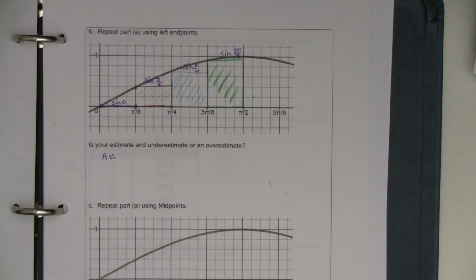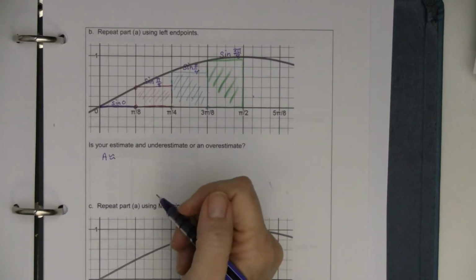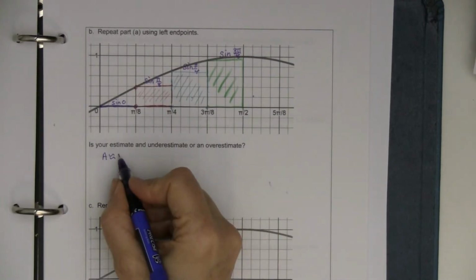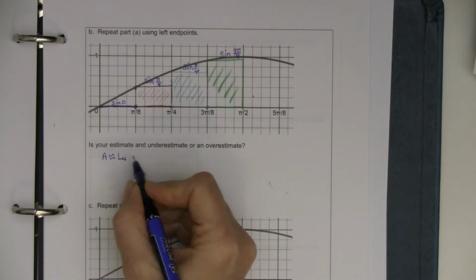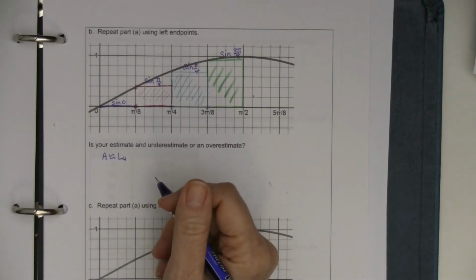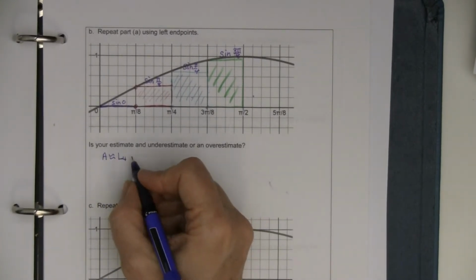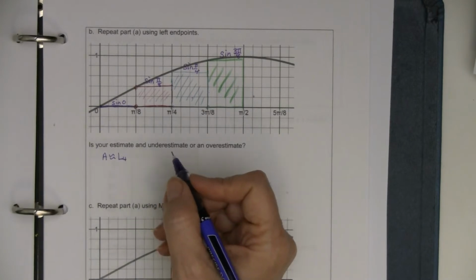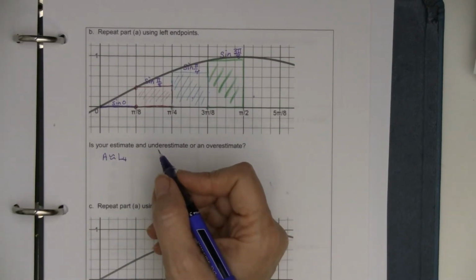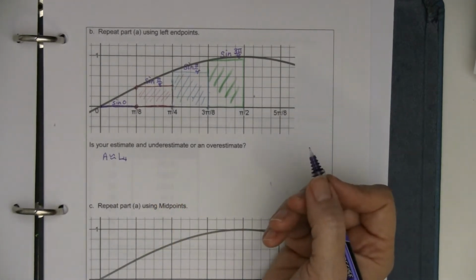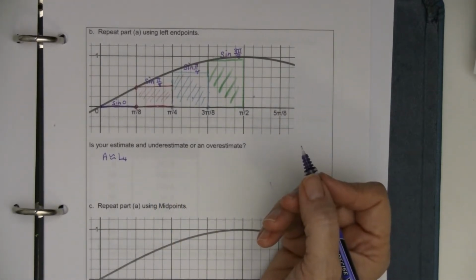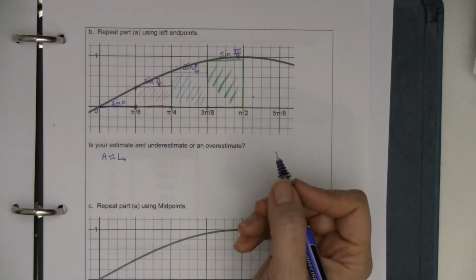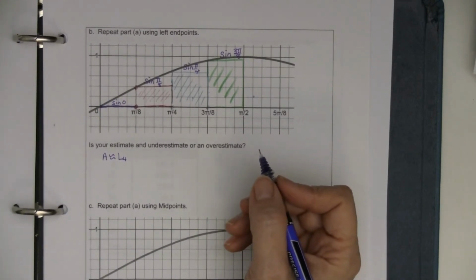Now I think that in the book they get kind of fancy with the name, and I think they call this an L4 for left endpoint and 4 rectangles. And you can probably guess, what did they call the one where we use the right endpoints? Yeah, R4. And then midpoint, what do you think? Yeah, M4. They really got technical on that. You could just call it the area.